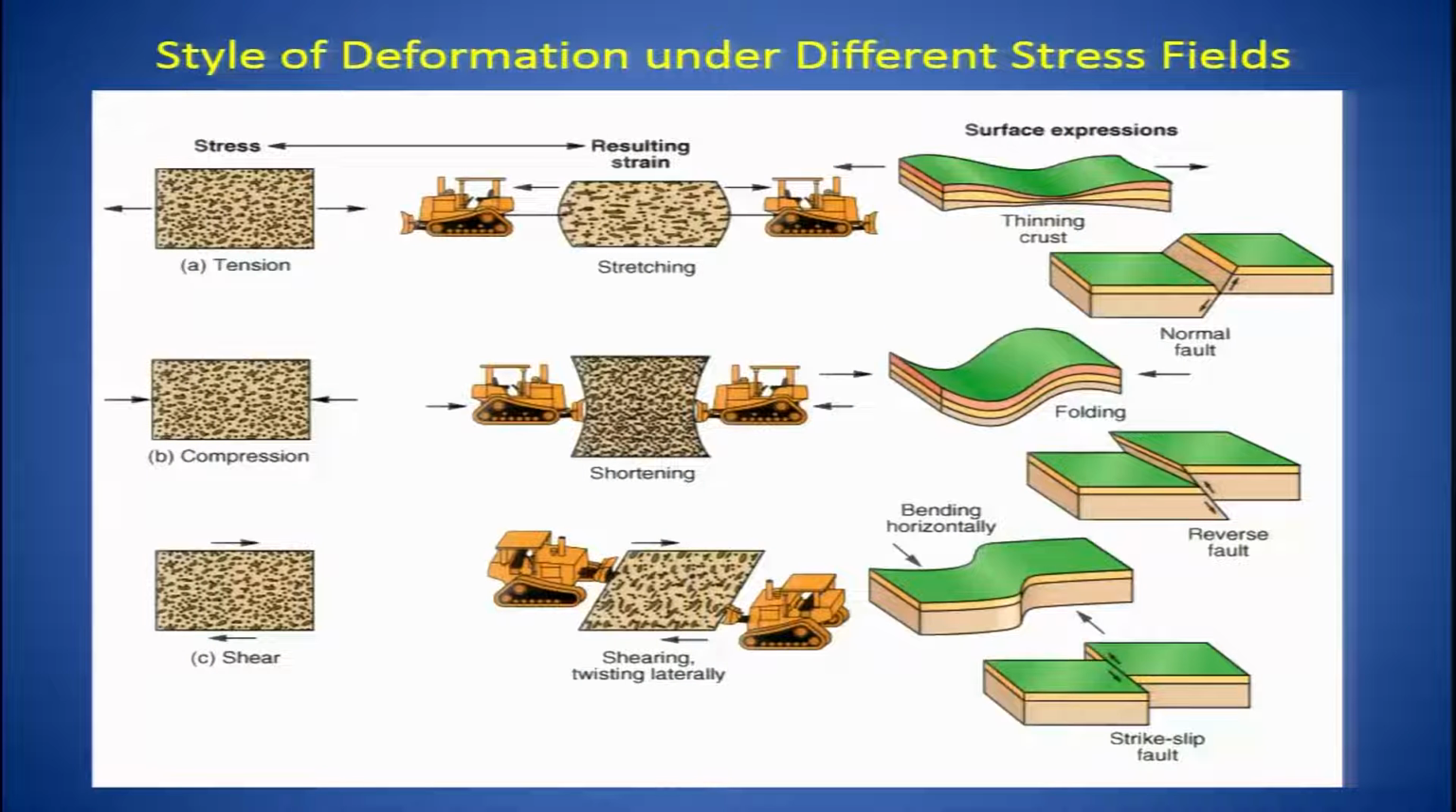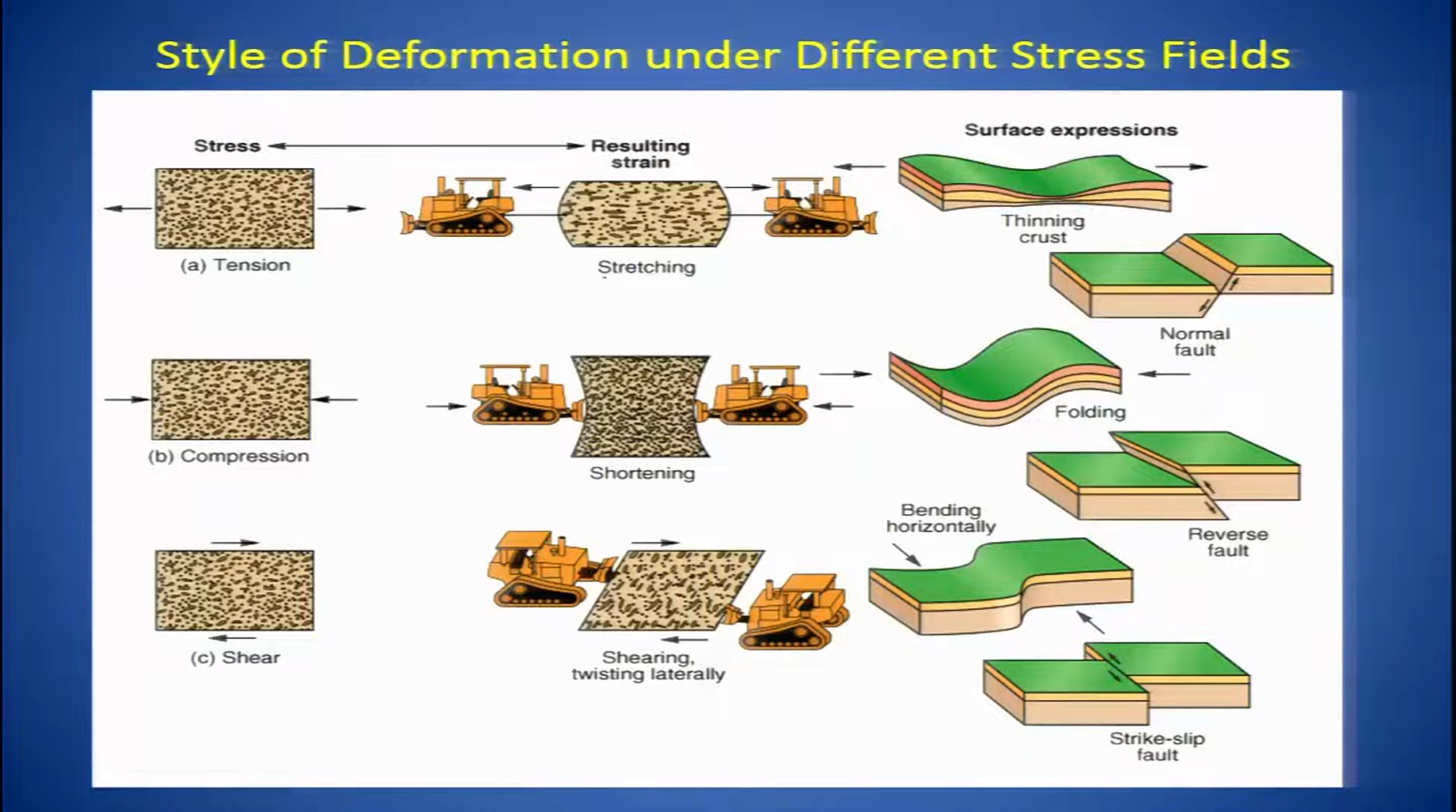So in total, if you take the style of deformation, then we can classify quickly into three: tension, compression and shear. And these three patterns of deformation will result in different types of what we call faulting. So we have normal faulting, where we have tension, where the blocks of rock are moving apart from one another.